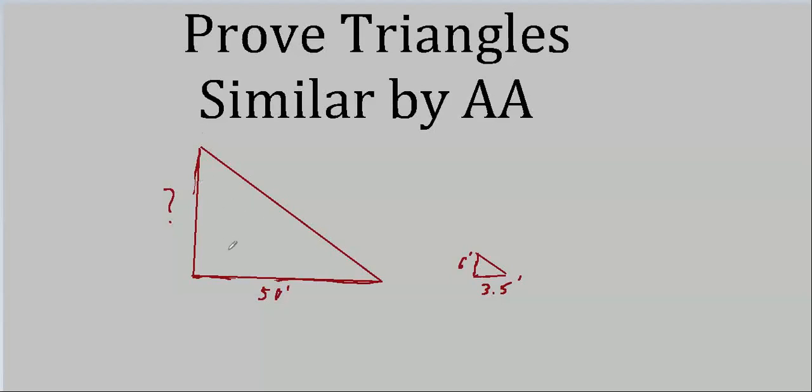We know that the tree casts a 50-foot shadow. What good does that do us? Well, suppose we stand over here, and suppose you're 6 feet tall. You stand here and you cast a shadow that's 3.5 feet. Well, again, so what? We got a shadow here, we got a shadow here. What's that do for us?